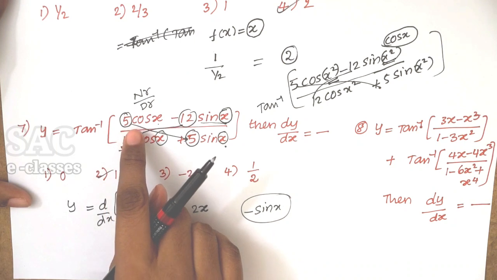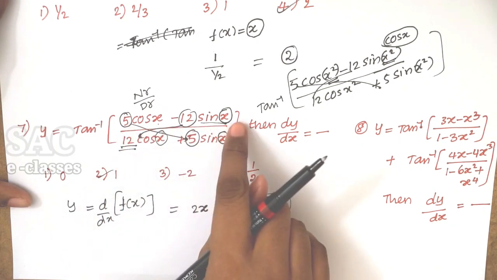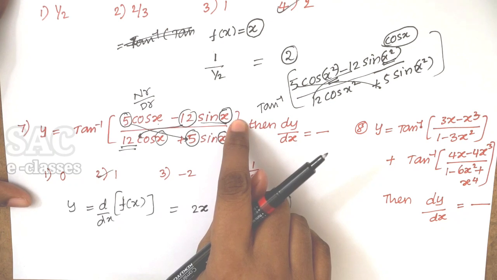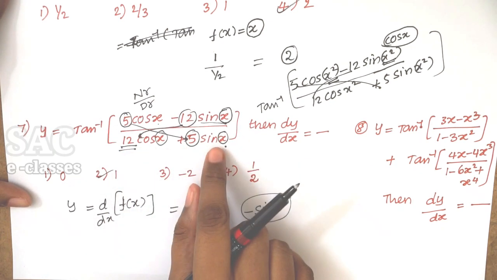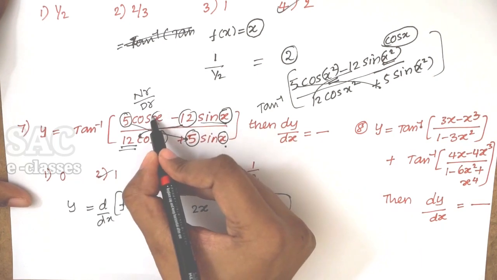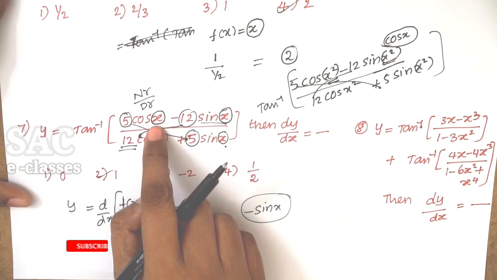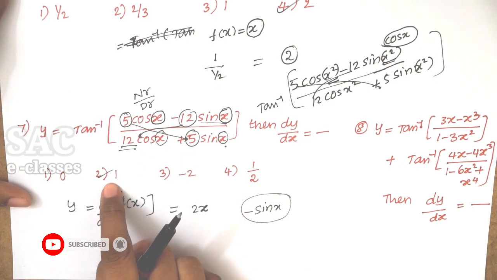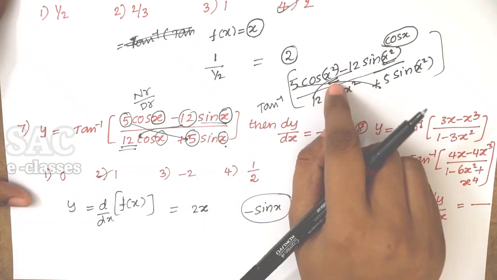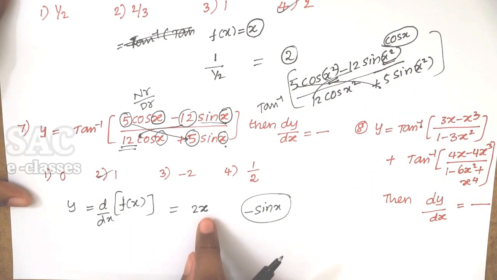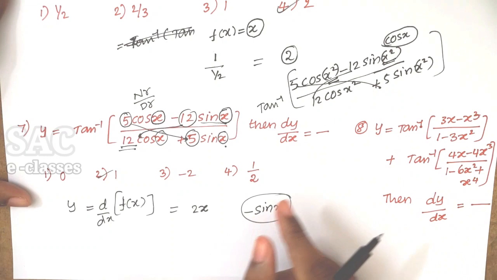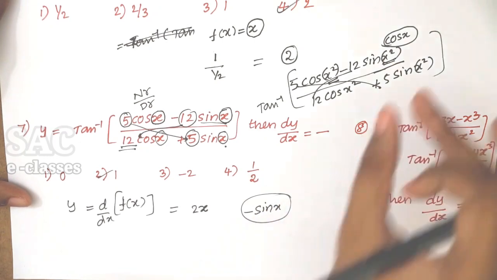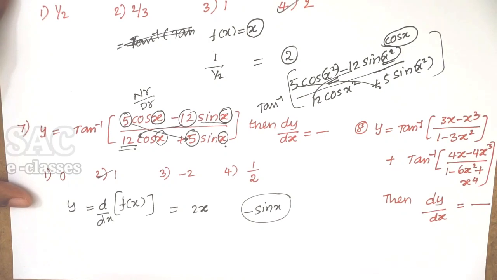If it is in the form of a cos x minus b sin x by b cos x plus a sin x, its differentiation is equal to the differentiation of the function associated to the trigonometric ratio, that is x. What is the differentiation? 1. Maybe in place of this x, if x square is given, the differentiation of that entire function will be 2x. Maybe if cos x is given, that entire function value will be the cos x differentiation, minus sin x. In that way we can find that answer very easily.